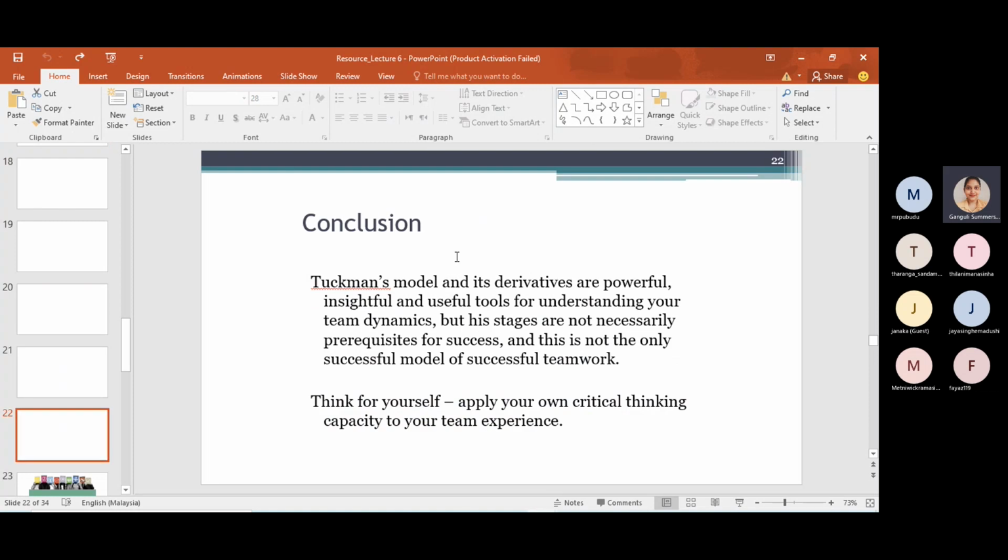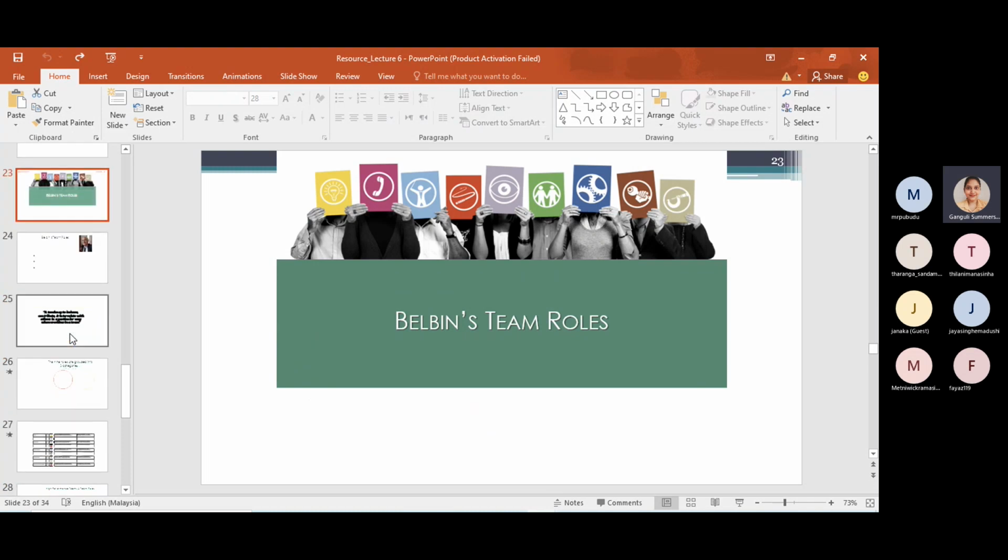In conclusion, we can say that Tuckman's model is a very powerful, insightful, useful model. But it is not the only team development theory that we have. There are lots of other team development theories as well. So according to the needs of the team, and the team objectives and goals, we can choose the theory that works best for us. That's about Tuckman's team development theory.